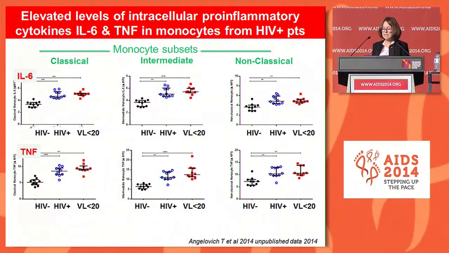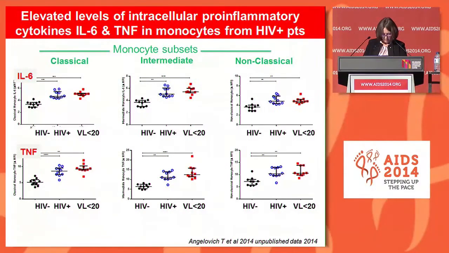If we look at monocytes from HIV-infected patients, shown here in blue and red, we see that there is an increase in intracellular pro-inflammatory cytokine production that is present for IL-6 and TNF in all monocyte subsets, compared to what's shown in black, monocytes from uninfected individuals, where there are lower levels of these pro-inflammatory cytokines.